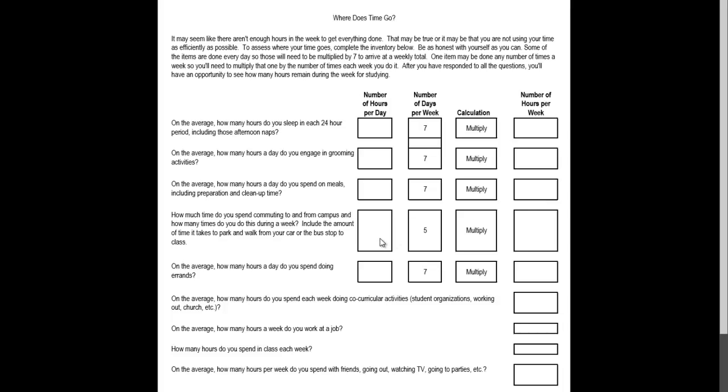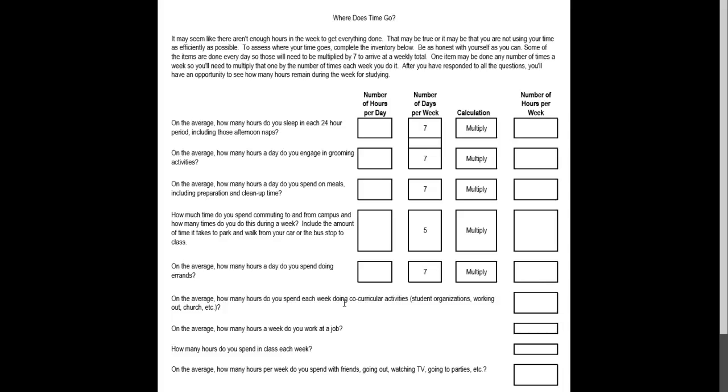Then, since we're a commuter campus, both here and in Abbeville, write down how long it takes you to come to school in the morning and in the afternoons. How much time do you spend commuting? Put that number here, then multiply it by 5 since we're only in school 5 days a week. Put the answer there. How many hours during the week do you spend doing errands? Put that in the box, multiply by 7, put it right here.